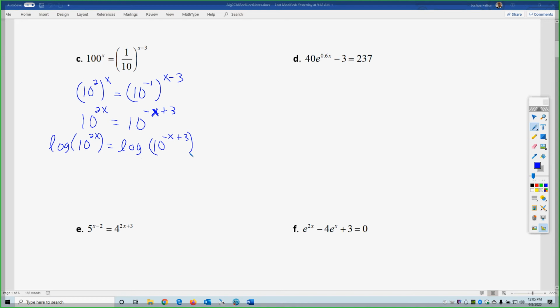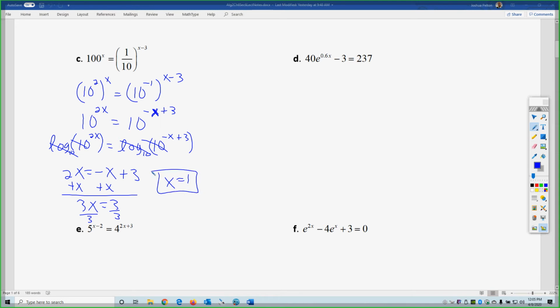Well, why a common log? Because common log is log of base 10. So that leaves me with 2x equals negative x plus 3, right? Because they cancel. So if I add x, I get 3x is 3. Or divide by 3 and I get x equals 1.